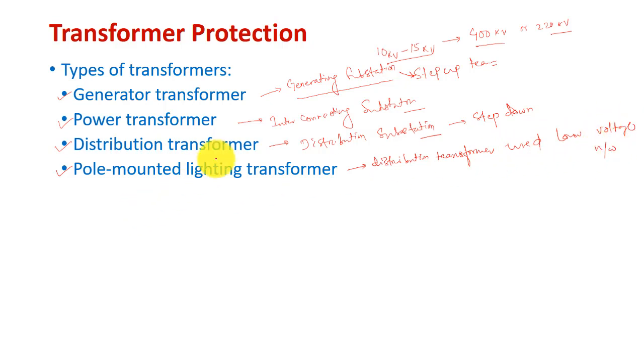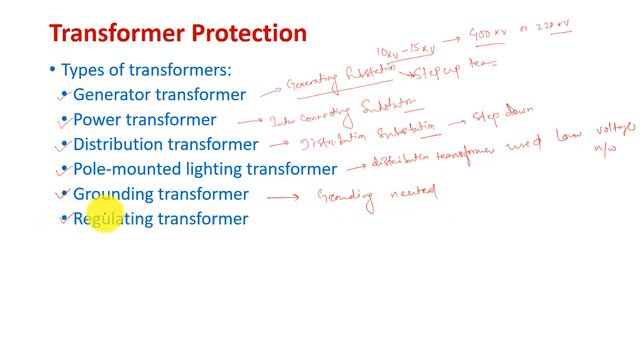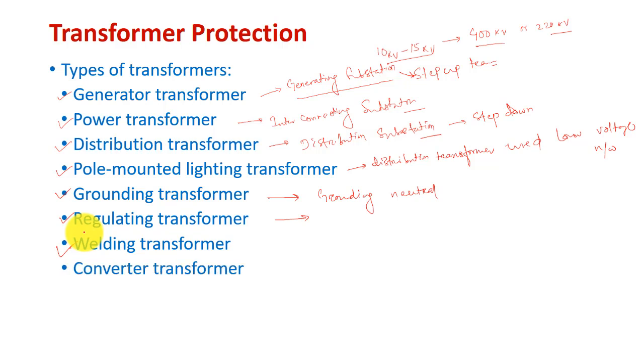And your next is your grounding transformer. It is used for grounding the neutral. And next is your regulating transformer. This in fact regulates the voltage and phase angle. There are many other transformers. Welding transformer used in a welding machine, then your converter transformer, then instrument transformer.